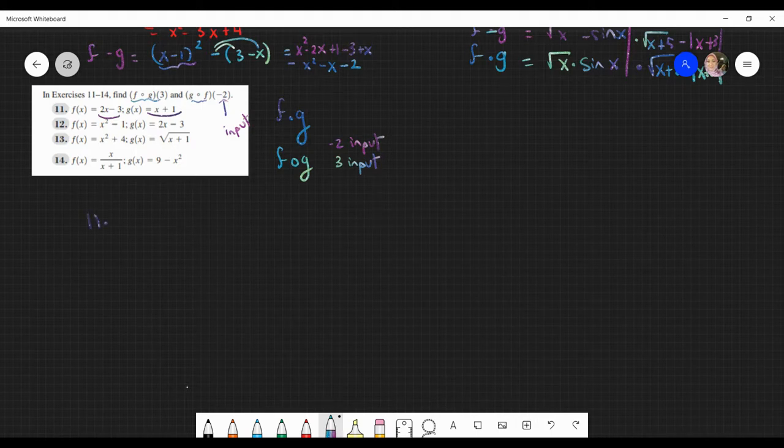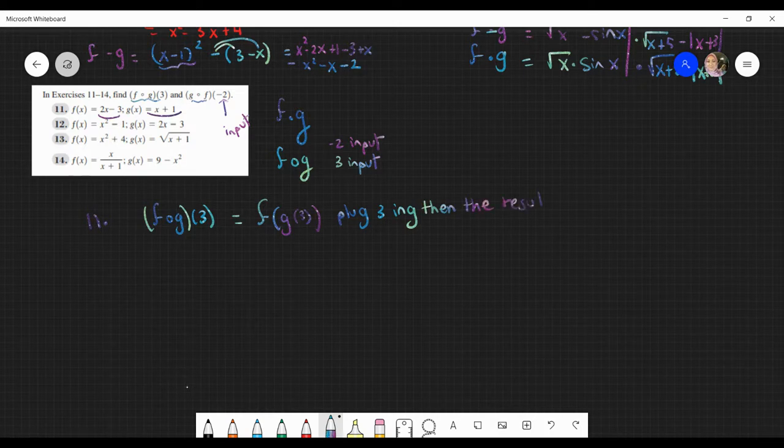There's two ways to do this type of problem. So f of g of 3, I need to rewrite it, and don't forget your parentheses. f, parentheses, g inside of it, and not x in this case. It's a specific input. So it's a 3. Now this means plug 3 in g, then the result, plug it in f of x. So this is one way of doing it.